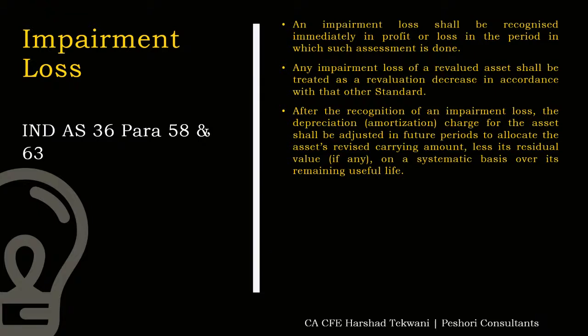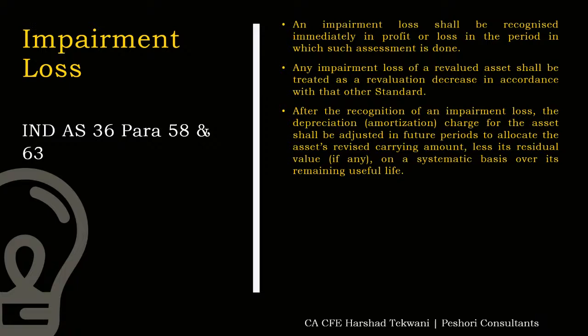Any impairment loss of a revalued asset shall be treated as a revaluation decrease. For example, I had a building which I revalued in the past. Let's say a 100 rupees building was revalued at 200. Now I have a revaluation reserve of 100. Now if I recognize an impairment loss of 50, then that 50 rupees impairment loss should first be adjusted against the revaluation reserve. That 100 will be adjusted by 50, and the net revaluation reserve will be only 50.